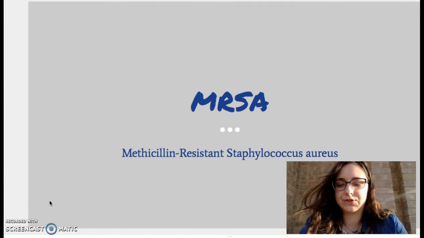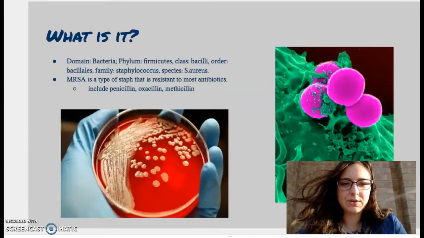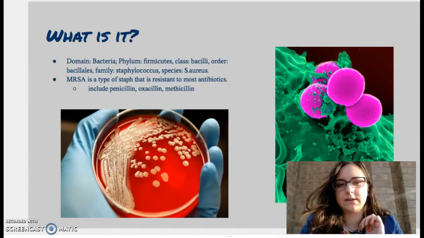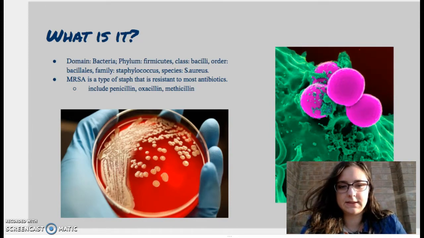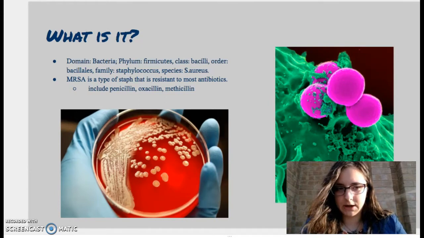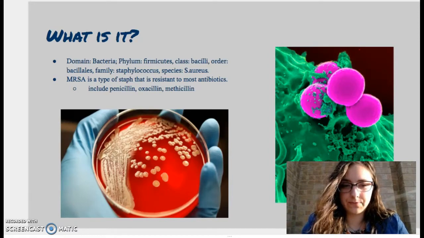I'm doing my presentation on MRSA. So what is MRSA? MRSA is a type of staph aureus that is resistant to antibiotics. These antibiotics include penicillin, oxacillin, and methicillin, which is where you get the MRSA name, which is methicillin-resistant staphylococcus aureus.